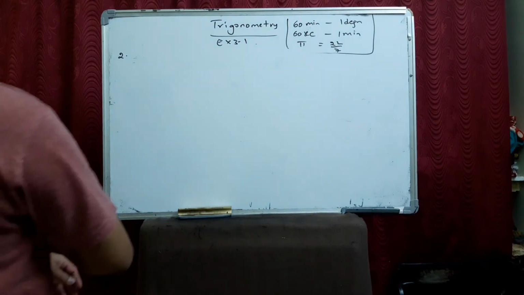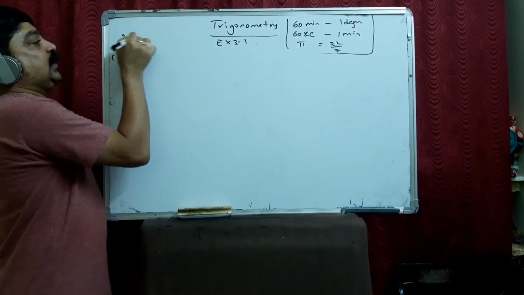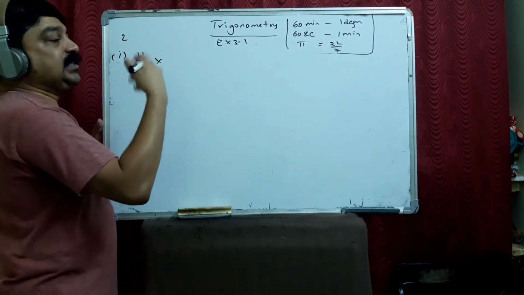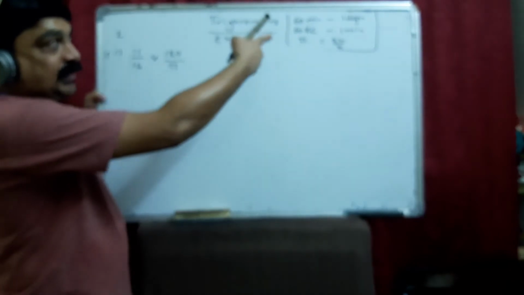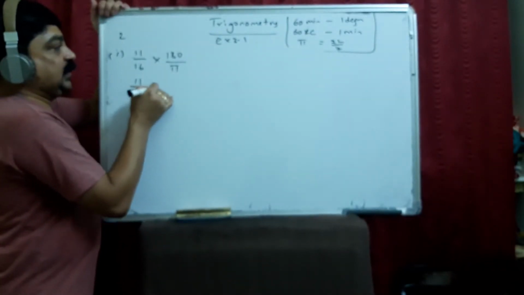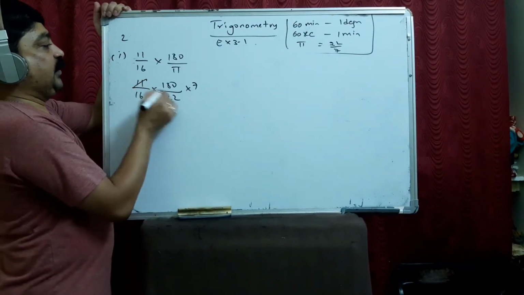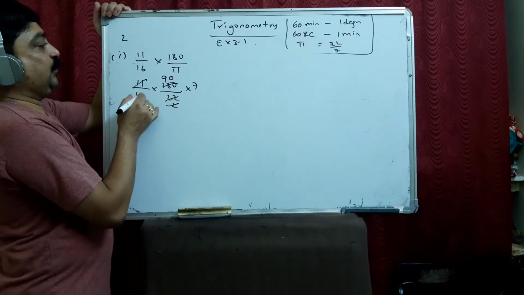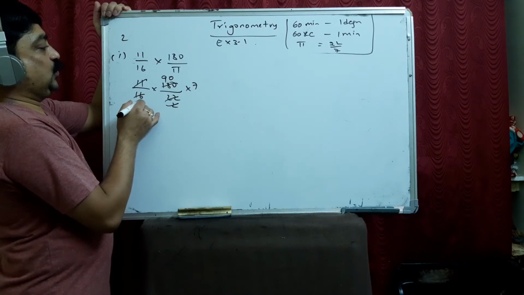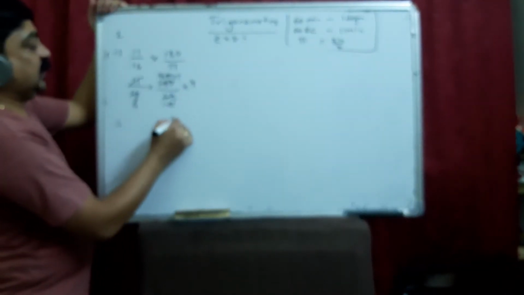Now the second question is radians into degrees. First one is 11 by 16 radians. Radians into degrees means multiplying by 180 by pi, and pi should be written as 22 by 7. So 11 by 16 into 180 by 22 by 7. We write 7 like this. Simplifying, it becomes 315 by 8 degrees.